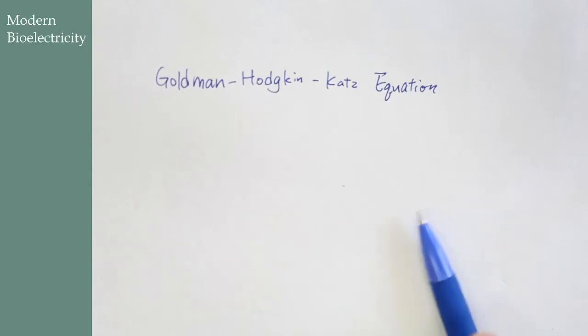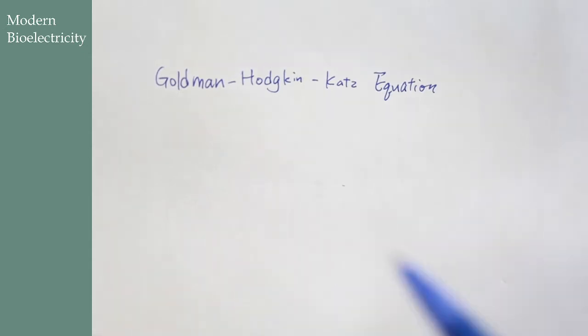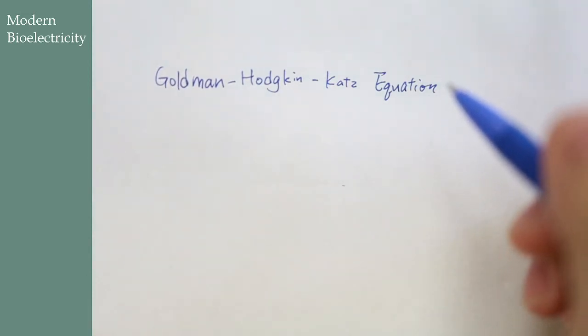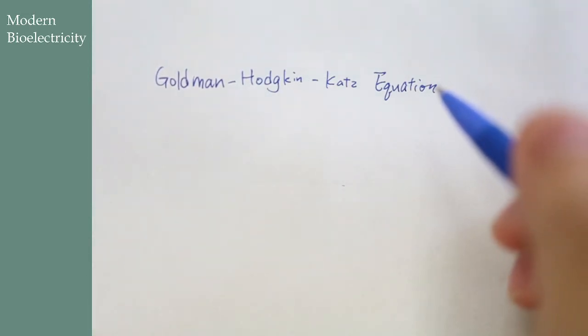So today we're going to talk about the Goldman-Hodgkin-Katz equation. What is the Goldman-Hodgkin-Katz equation? It is the equation for calculating the membrane potential.